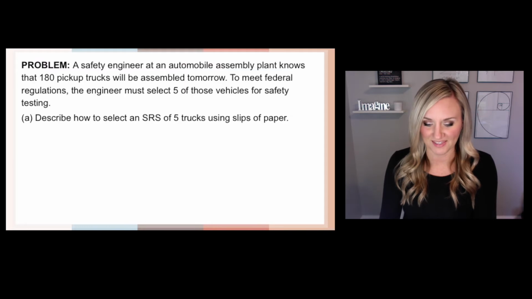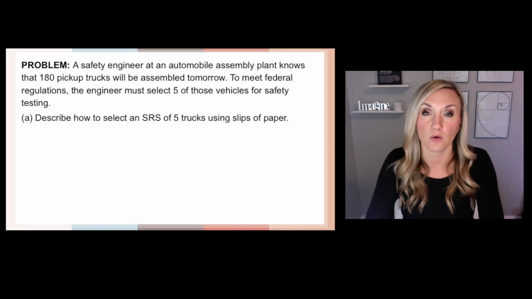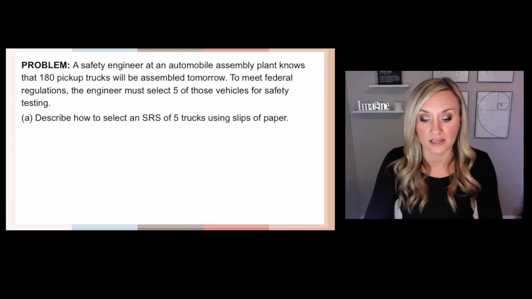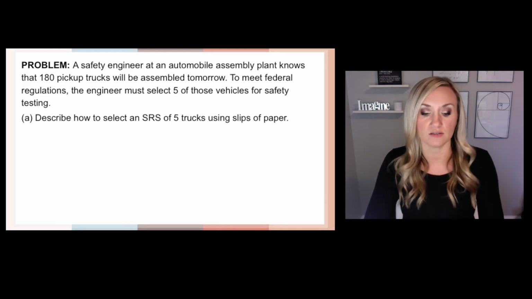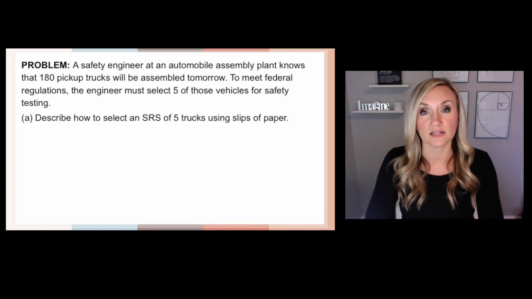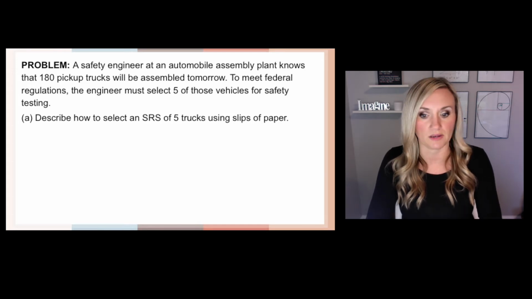All right, cool. Let's talk about a problem where we did not have our calculator or any type of software to help us generate numbers. How could we do it old school? A safety engineer at an automobile assembly plant knows that 180 pickup trucks will be assembled tomorrow. To meet federal regulations, the engineer must select 5 of those vehicles for safety testing. Describe how you would select a simple random sample of 5 trucks using slips of paper.